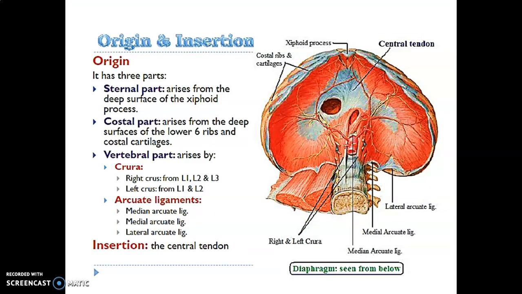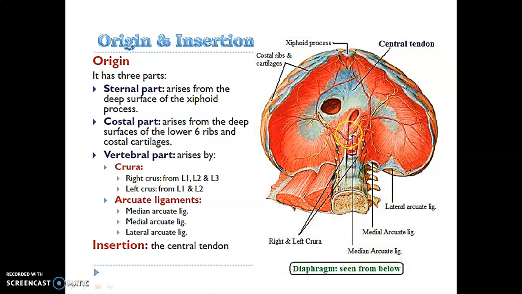As just explained, we have three different origins: the sternal part, which arises from the xiphoid process; the costal origin, which arises from the lower six ribs; and the vertebral origin, which arises like a crus, which is nothing but an extension. There is a right crus and a left crus. The right crus arises from L1, L2 and L3, whereas the left crus arises from L1 and L2. In between the crura there is an arc-like tendinous structure, which we call the median arcuate ligament.